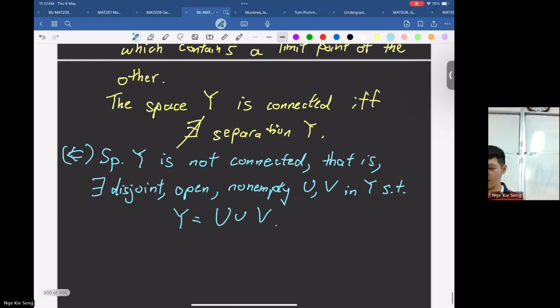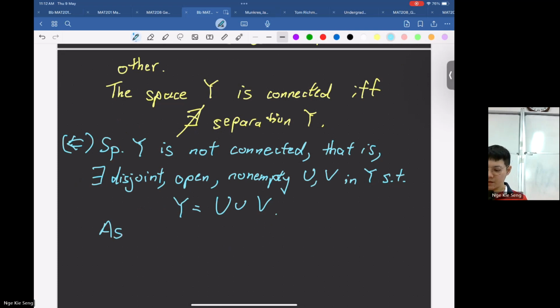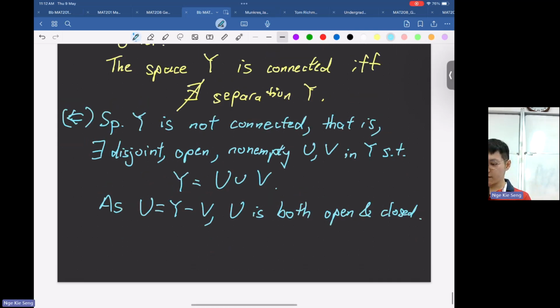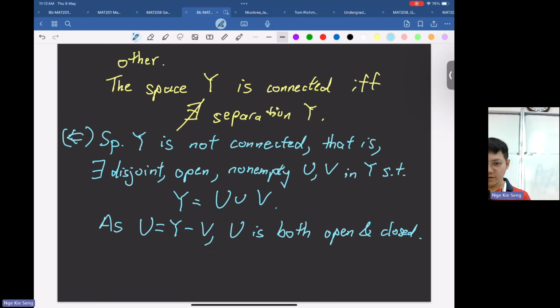Okay. From here, what can you see? You can see that you can find one set which is closed and open at the same time. Maybe not just one, both of them. Okay, let's look at one first. As U equals Y minus V, U is both open and closed. Right? As a complement of an open set, you are closed by definition. The complement of an open set is closed. A set is closed if its complement is open. So since U is closed in Y, okay.